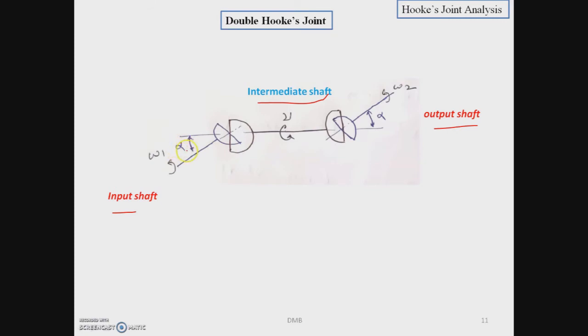Alpha is the inclination of the input shaft with the intermediate shaft. This alpha is also the inclination of the output shaft with the intermediate shaft. Omega 1 is the speed of the input shaft, omega 2 the speed of the output shaft, and gamma is the angular displacement of the intermediate shaft.